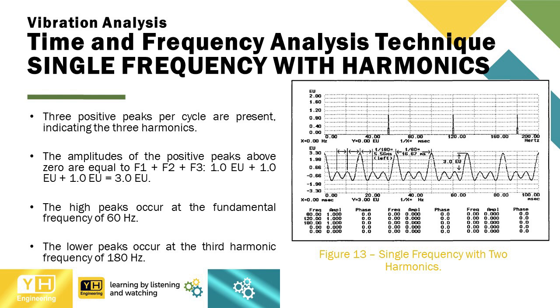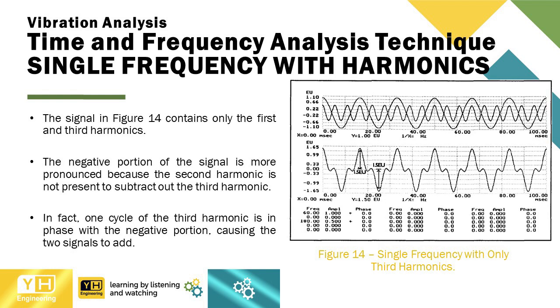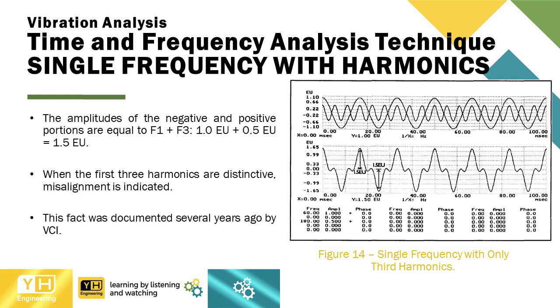The high peaks occur at the fundamental frequency of 60 Hz. The lower peaks occur at the third harmonic frequency of 180 Hz. The signal in Figure 14 contains only the first and third harmonics. The negative portion of the signal is more pronounced because the second harmonic is not present to subtract out the third harmonic. In fact, one cycle of the third harmonic is in phase with the negative portion, causing the two signals to add. The amplitudes of the negative and positive portions are equal to frequency 1 plus frequency 3. So, 1.0 engineering units plus 0.5 engineering units equals 1.5 engineering units.